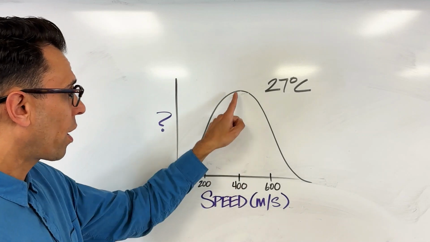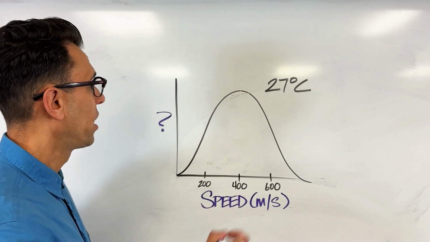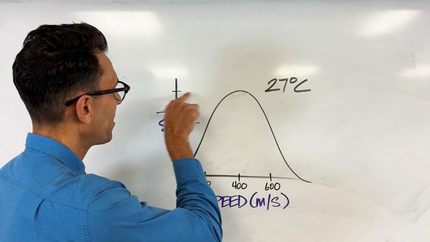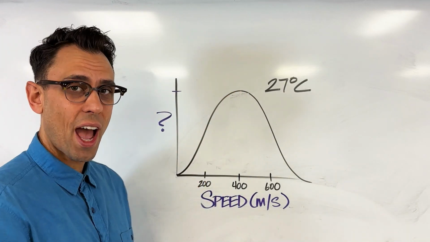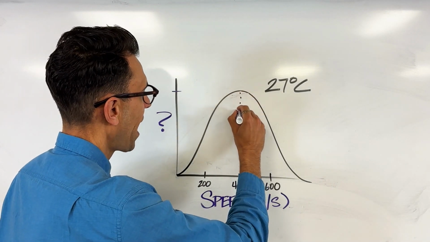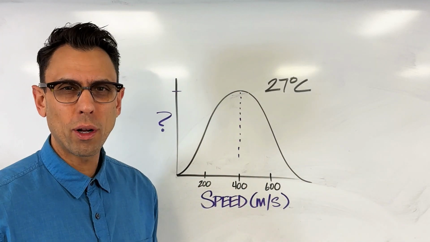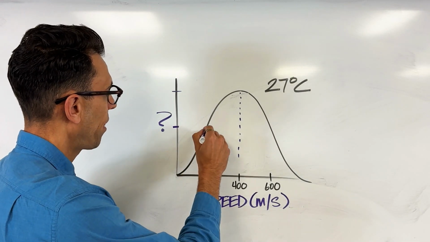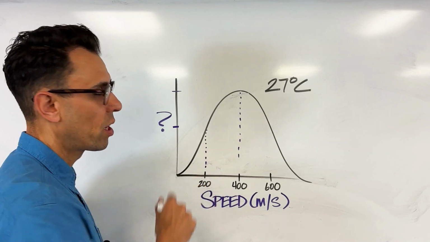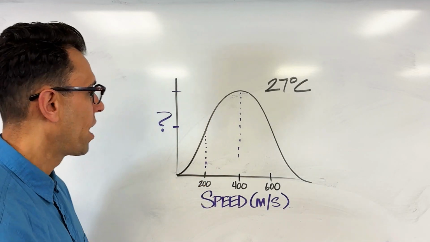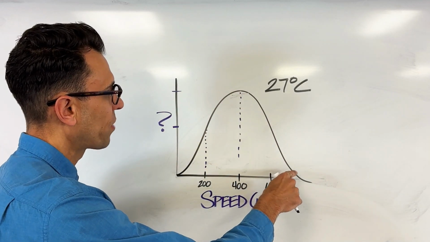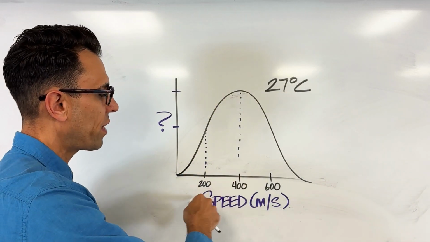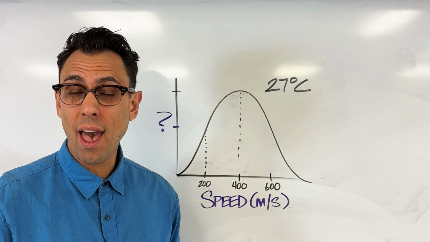So for example, where the peak of this curve is, which would be somewhere around here on the y-axis, that means there's the most particles out of the entire sample that are moving at this speed, somewhere around 400 meters per second. Now, where the curve is lower, let's say here, that means there's less particles moving at about 200 meters per second. So you can pick any spot on this curve, and the higher that part of the curve is, that means more particles are moving at that given speed on the x-axis.